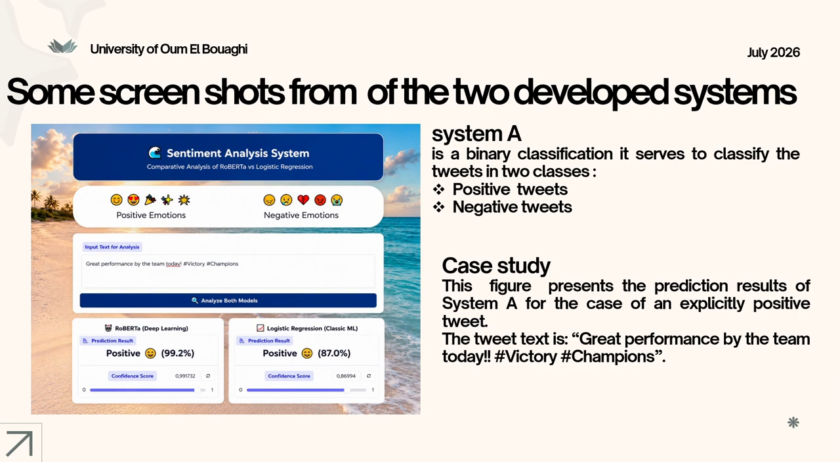And as you can see here, these are some screenshots from the two developed systems. This first one is System A. It is binary classification. We gave it a sentence as a case study, great performance by the team today, with some symbols, some hashtags, and so on. And our system was perfectly capable of identifying this as a positive case. Even the classical machine learning model was capable of classifying it, but with an accuracy lower than the RoBERTa model.